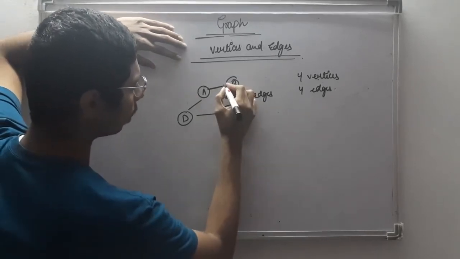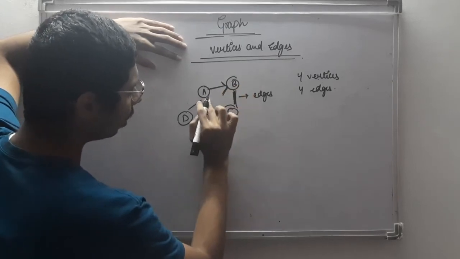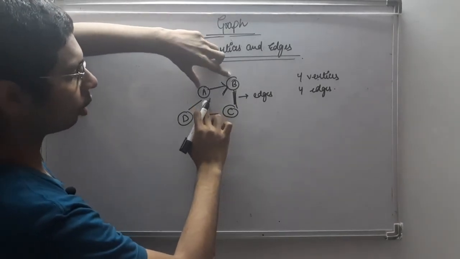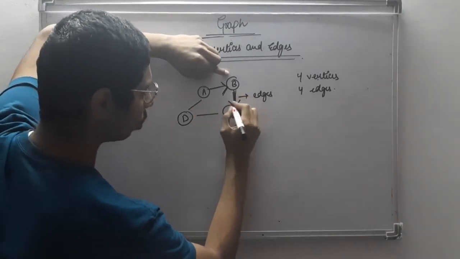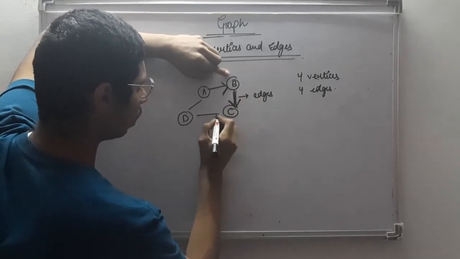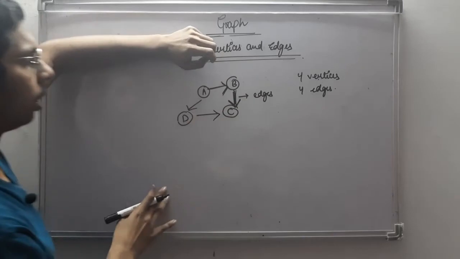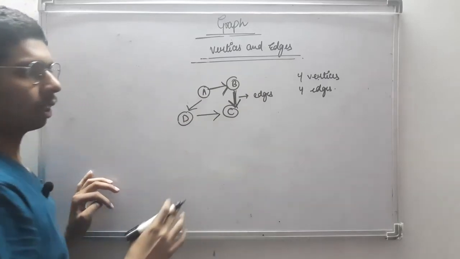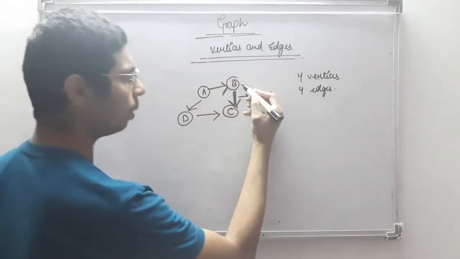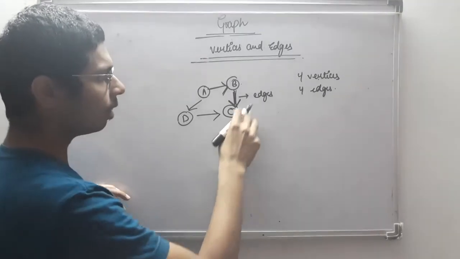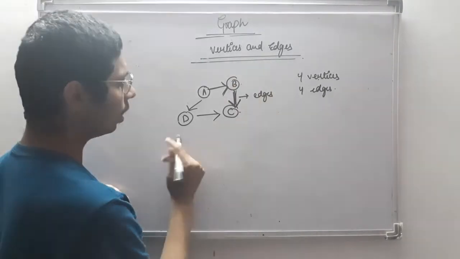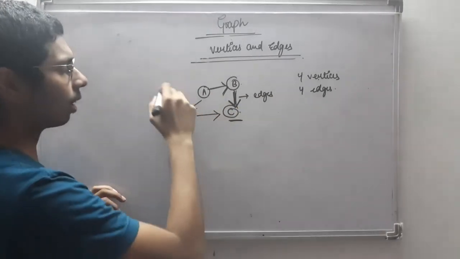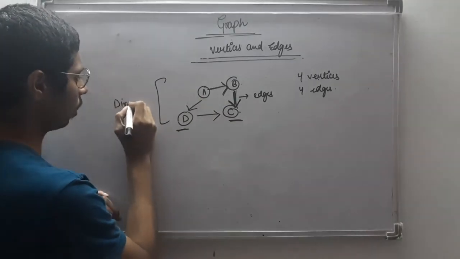But if a direction is given, like A is connected to B, or A is a friend of B, it means that A is connected to B and B is connected to C and D is connecting to C. So here you can see that A is connected to B but B is not connecting to A. So there is a direction there. But B is connecting to C and C is again not connecting to B, and D is connecting to C and A is connecting to D. This is an example of a directed graph.